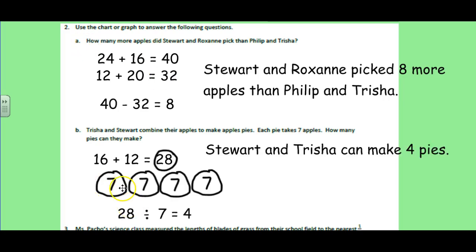So when you were drawing your groups, you should have had 4 groups of 7 because I know that 7 and 7 and 7 and 7 makes 28. And the division sentence that went with it is 28 divided by 7, because those are the numbers that we were working with in the problem, is equal to 4. So that tells me that my answer was Stuart and Trisha can make 4 pies.